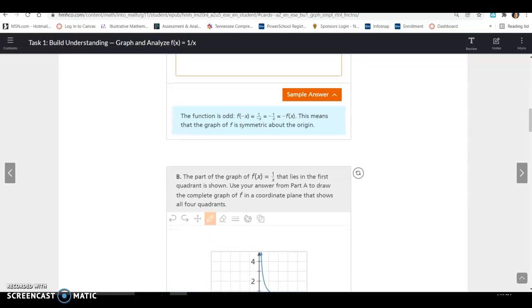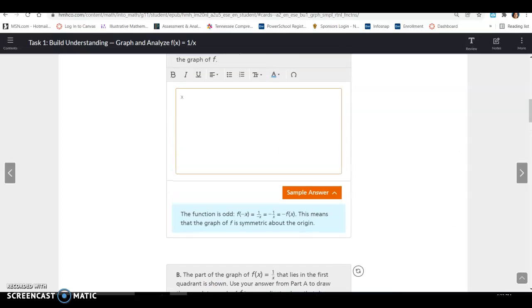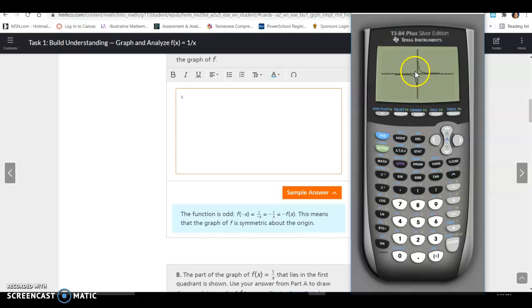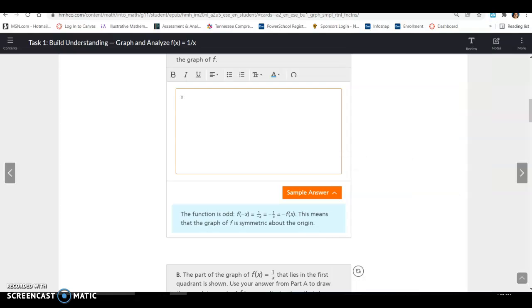The function is odd. f of negative x equals 1 over negative x, which equals negative 1 over x, which equals negative f of x. This means the graph is symmetric about the origin. All right, so that's a little bit more complicated than just saying if it's a reflection across the origin, it is an odd function, and you can see that this is a reflection across the origin there.